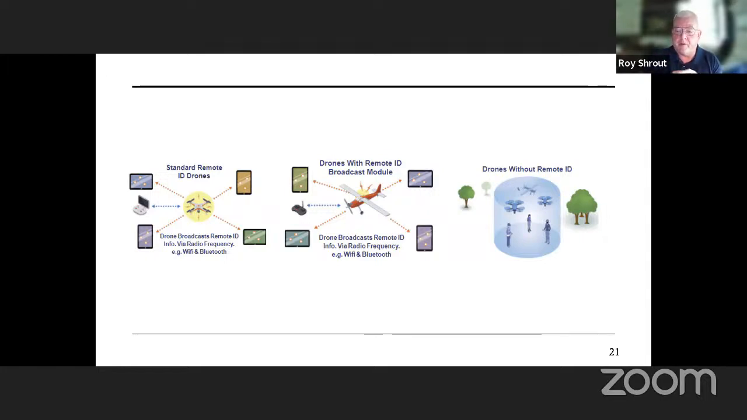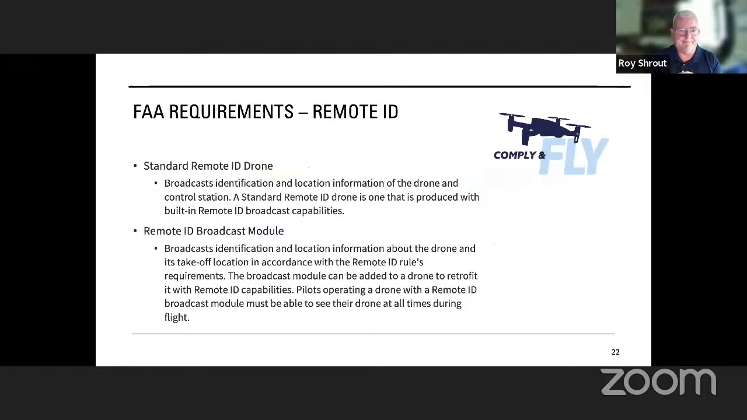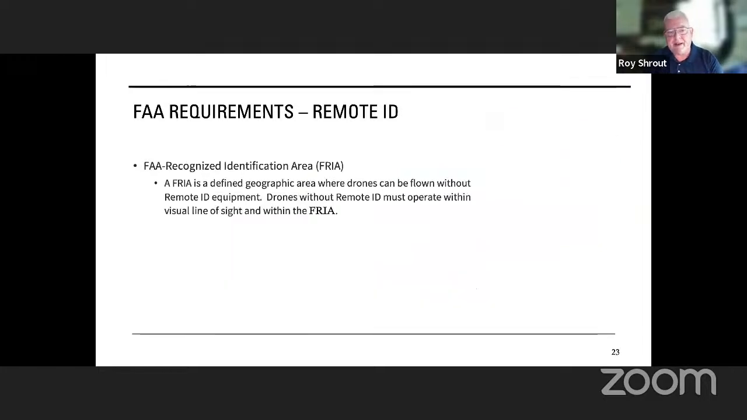The third component over on the right is drones without remote ID. So if your drone is a non-registerable drone and you're flying for recreation, or you're just flying in certain areas, you can fly a non-remote ID drone in certain geographic areas. And I'll hit that in a second. Anyway, I already talked about this. Here's a standard remote ID drone, what it gives you, the broadcast module, what it gives you. And that third one I was just talking about is the FRIA.